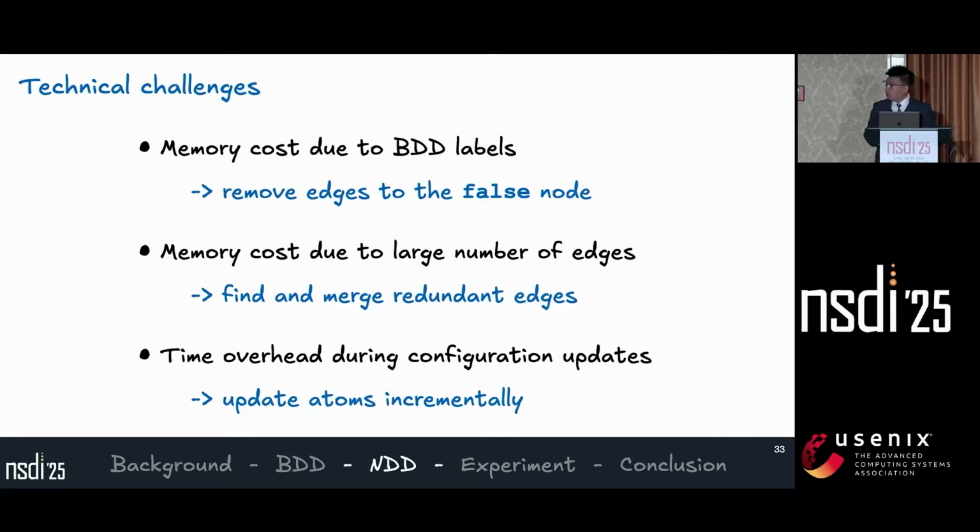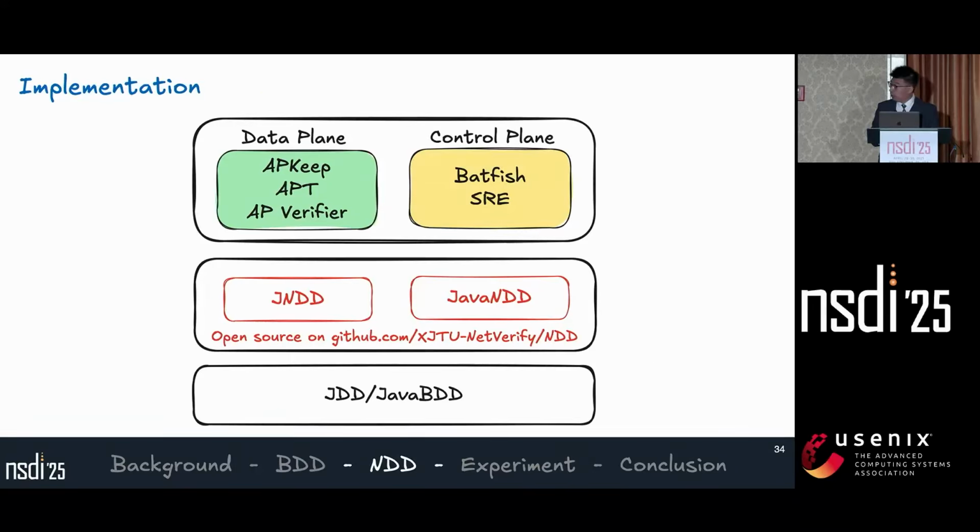And when designing the NDD, we are faced with several challenges. One challenge is how to reduce the memory overhead of each NDD node, since each NDD node can have multiple edges, with each edge labeled by a BDD. To solve the problem, we eliminate all the edges pointing to the terminal false. And for more challenges and solutions, please refer to our paper. And we implemented our NDD libraries based on two BDD libraries, JDD and Java BDD respectively, and we made them open source on our website. Using our NDD library, we implemented 5 BDD-based verifiers, including AP verifier, APT, APKeep, SRE, and Batfish, with minor modifications to their original source code.